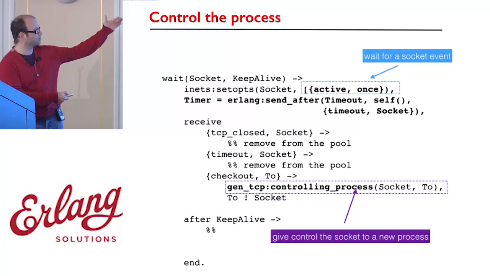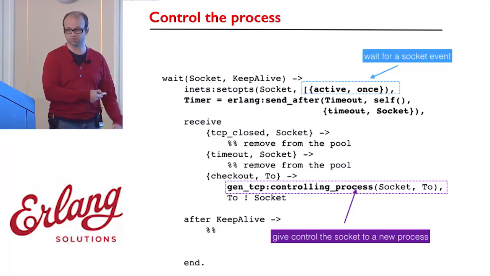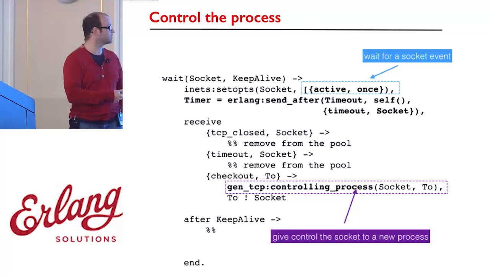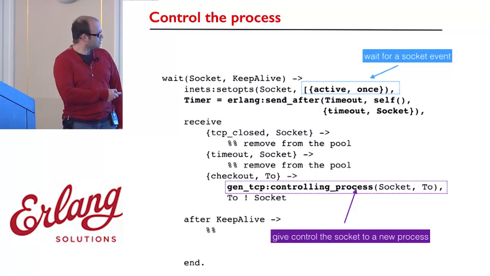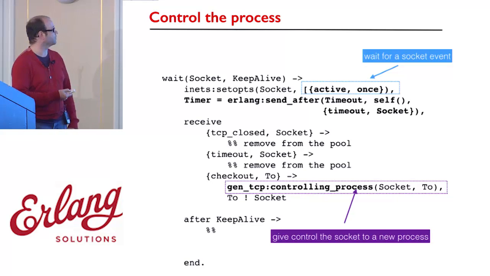And if someone wants to check out the socket, so reuse the socket for the next request, they will send a synchronous message to check out the socket. And we are passing the control of the socket to the new process, and we are sending it the socket, etc., etc.